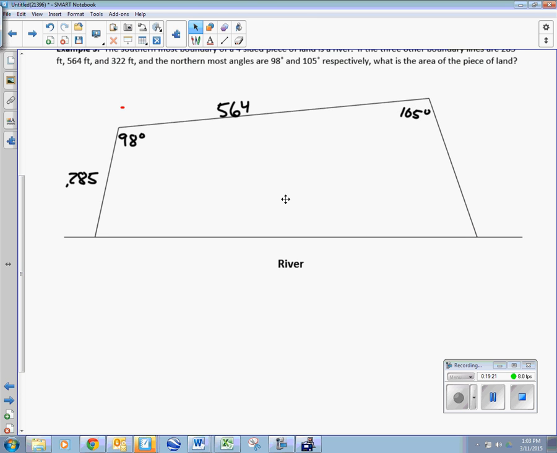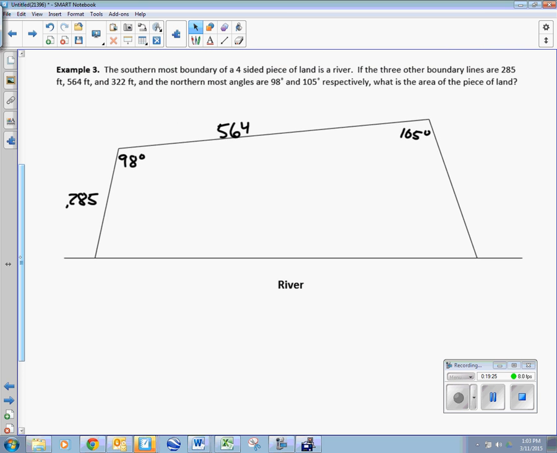All right, so we got a piece of land. The southernmost boundary of a four-sided piece of land is a river. The other three boundary lines are 285, 564, and 322. And the northernmost angles are 98 and 105 respectively. What is the area of the piece of land?